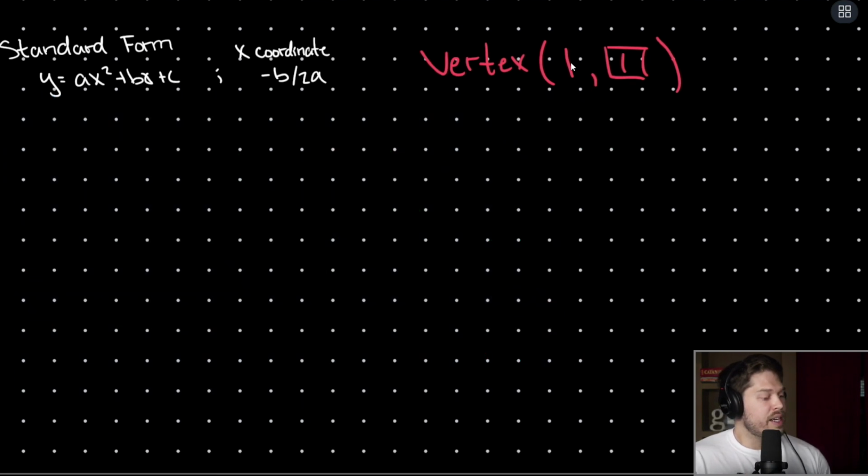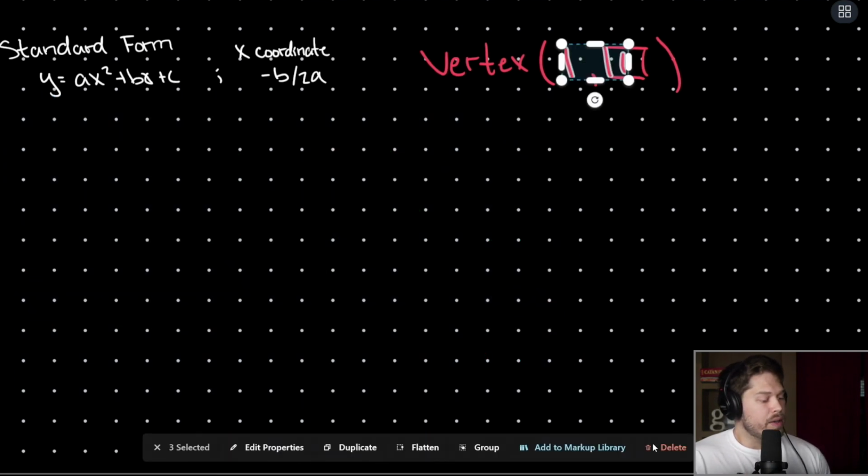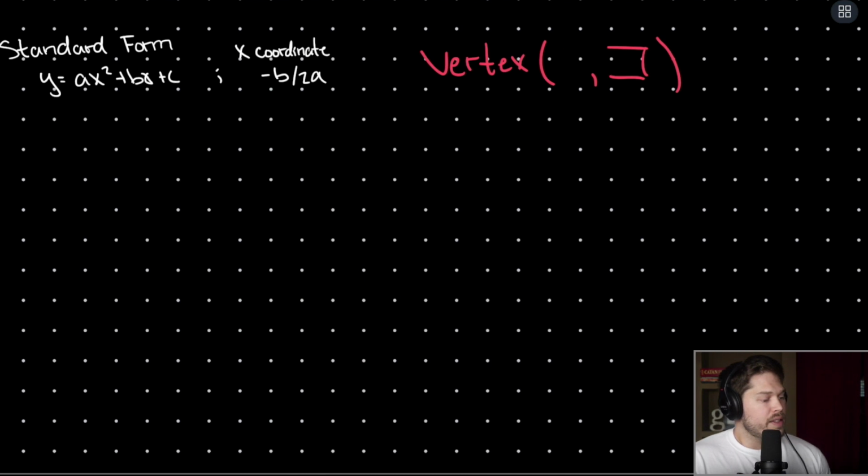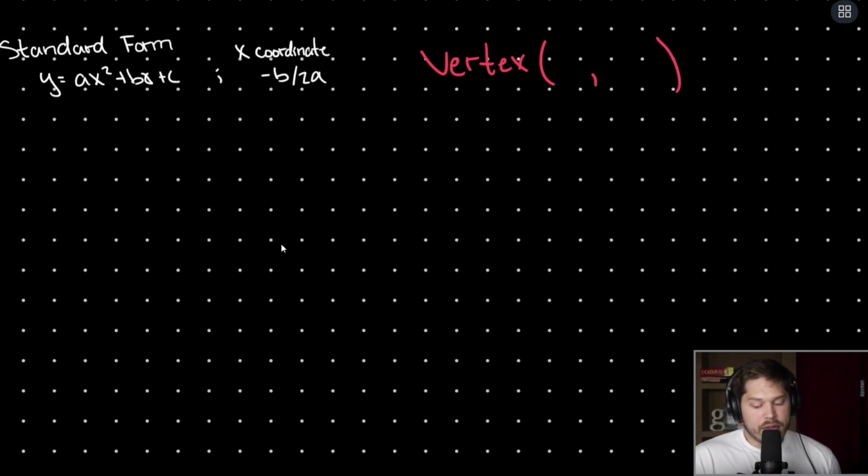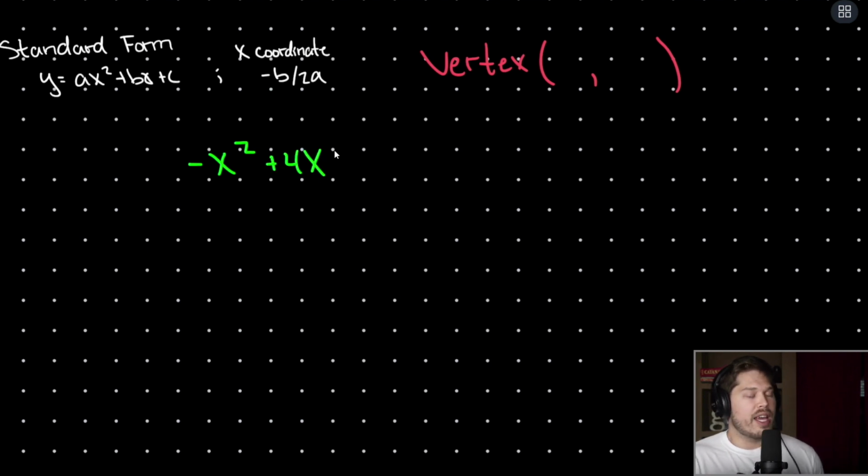Here we go. So I'll delete this. Okay. So let's say for our next equation, what if we have the equation negative x squared plus 4x? And why don't you pause the video and try to solve this problem on your own?